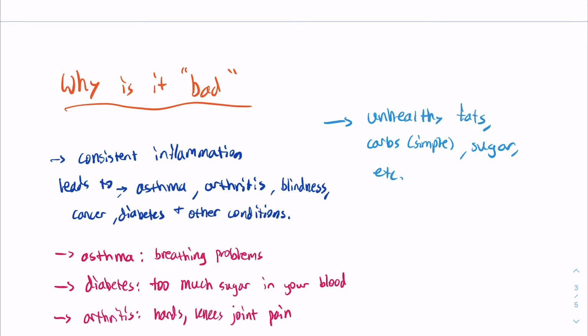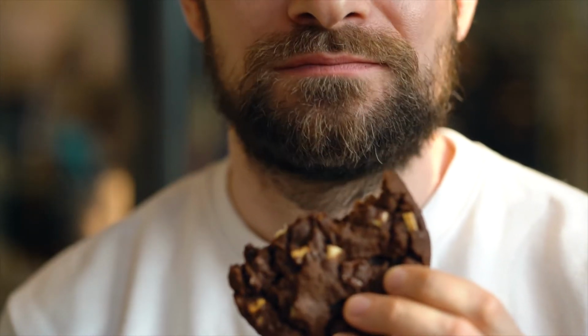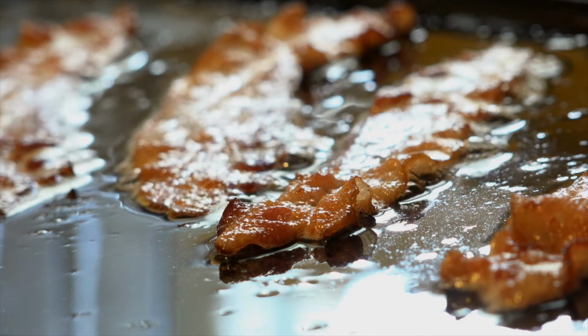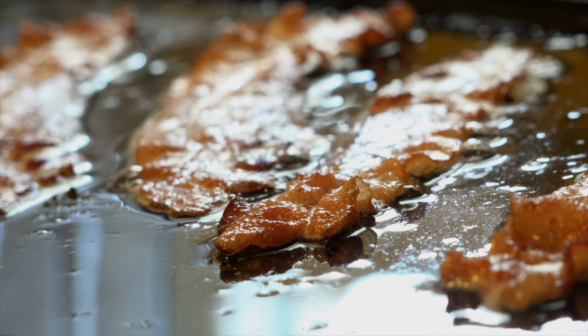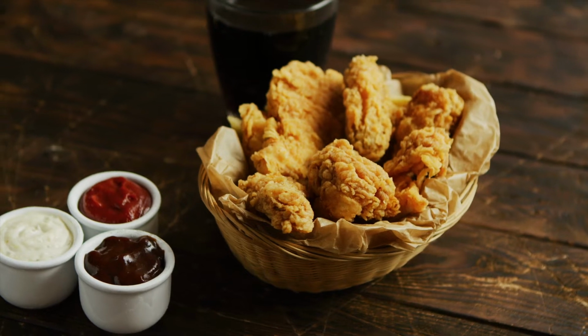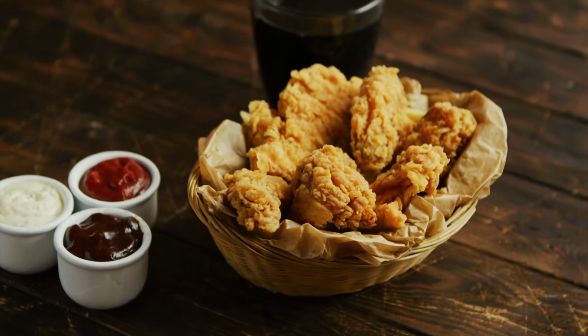Bad inflammation is oftentimes caused by the things that we put in our bodies, the things that we eat. Things like unhealthy fats. Some animal fats are not good for you. Not all animal fats, but some animal fats are not good. That includes fried foods. There's a lot of oils that are not good for you and not good for your body.